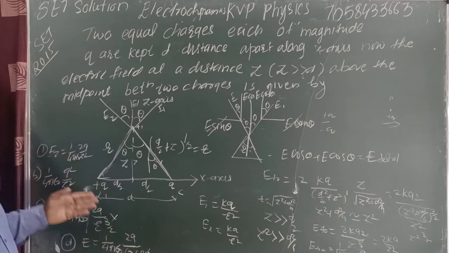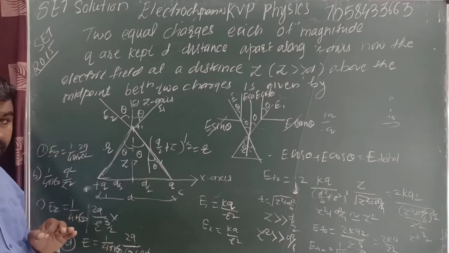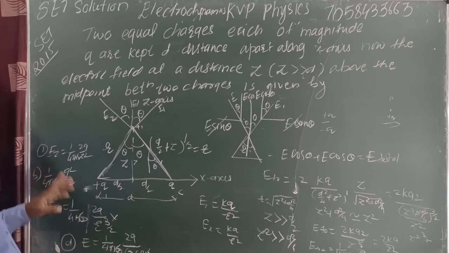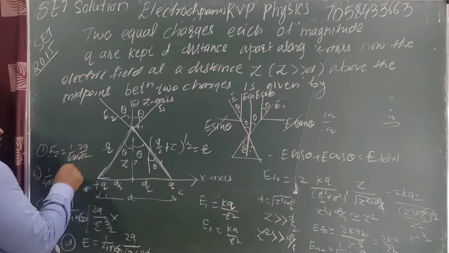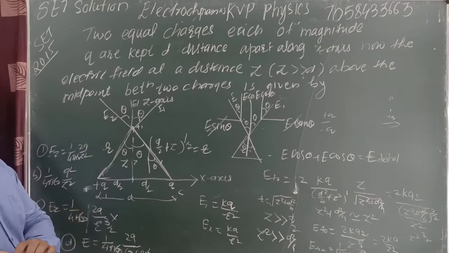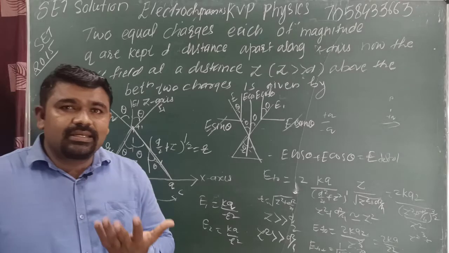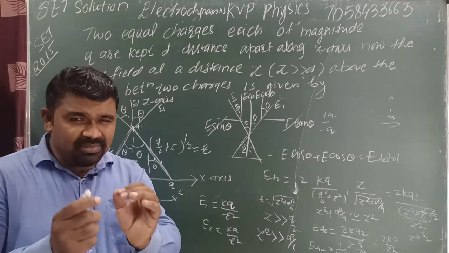Z is very greater than d by 2 means z square is very greater than d square by 4. Here 2 and 1, this is the small difference here. But how is this 2 coming here? Because this system is a discrete system.